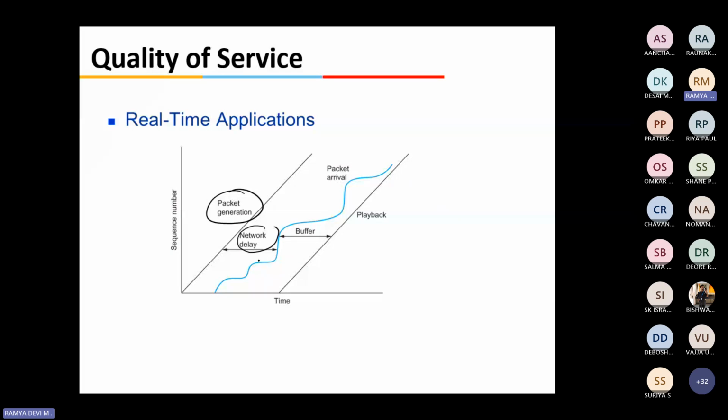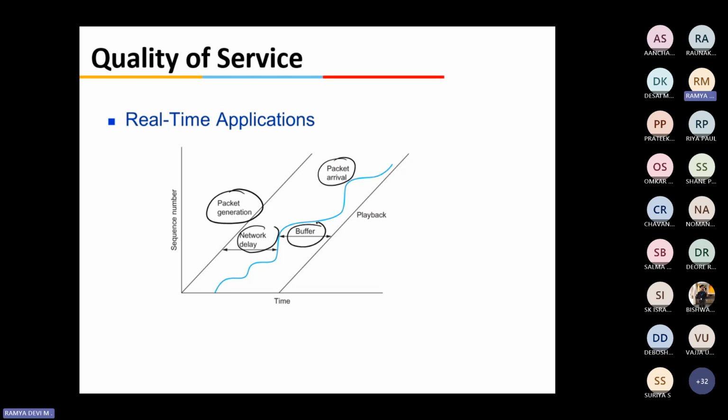This line indicates the fluctuation in the packet arrival. This is where the packet is arriving, and this fluctuation is due to those factors. The packet is sent, this is the network delay, and here the packets have arrived. As you can see, this is where the packet is generated, and this is how it should be played back. But there is a fluctuation here, so I cannot play back in the same way.